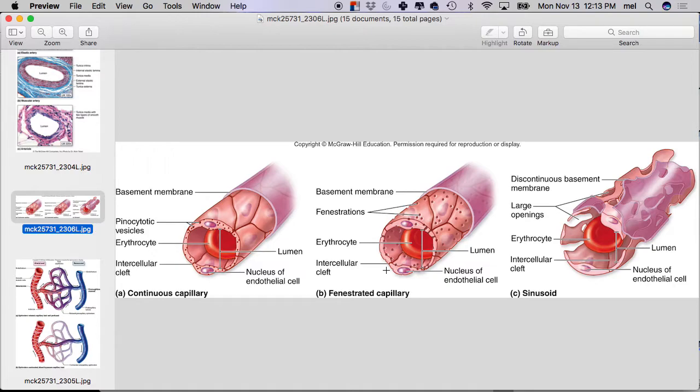And then these guys right here will just take whole things in and out of the capillary. It doesn't have a complete basement membrane. It's got huge holes between the cells. Big chunks of stuff can get in and out of these. These are called sinusoid capillaries. They are the widest of the capillaries.